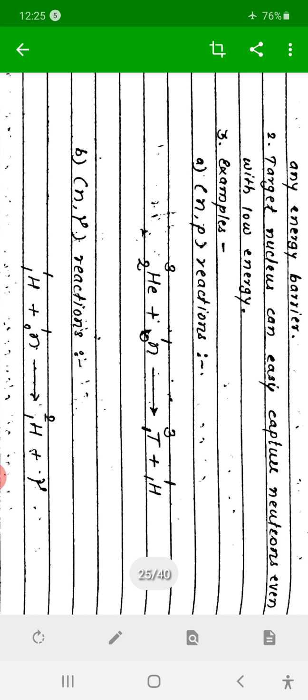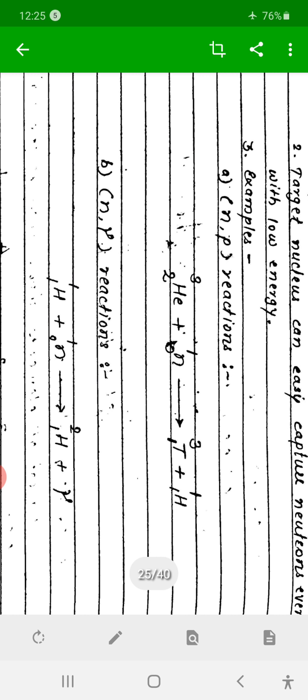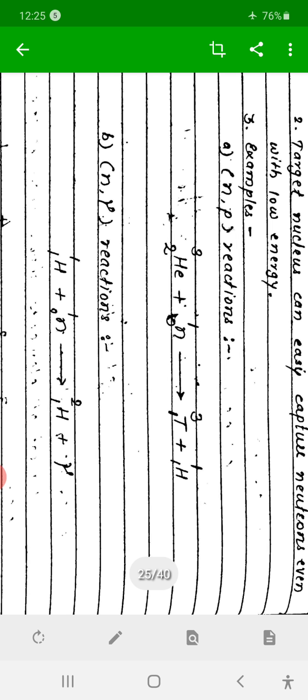Then examples of transmutation reactions having neutron as a projectile. First is NP reaction, that is N is the projectile, P is the ejectile. Helium 23, not 24, it is an isotope of helium 24. It is helium 23 bombarded by neutron 01. It gives the nucleus of tritium 13 plus H11.